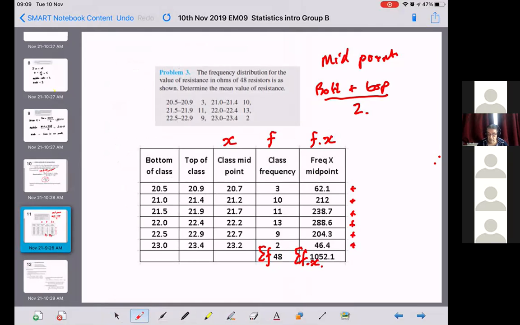And then from that, we can get the mean as the sum of fx over the sum of f: 1052.1 over 48. I'll make that 21.92.